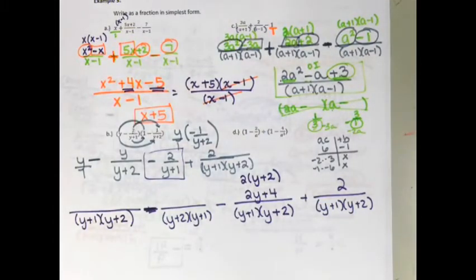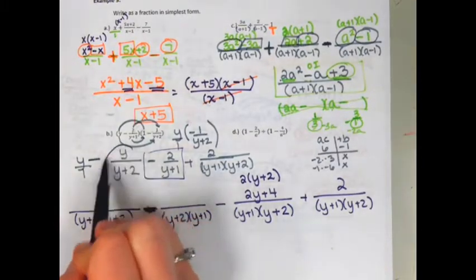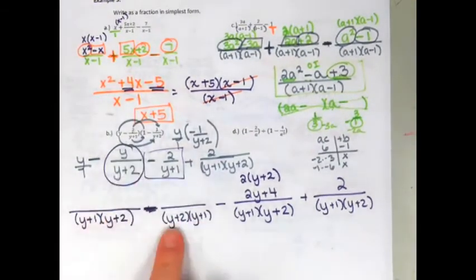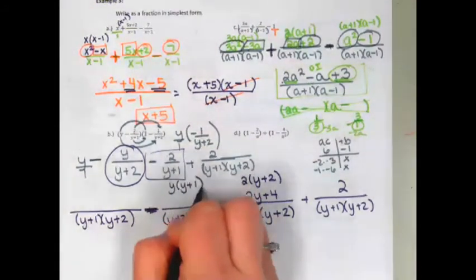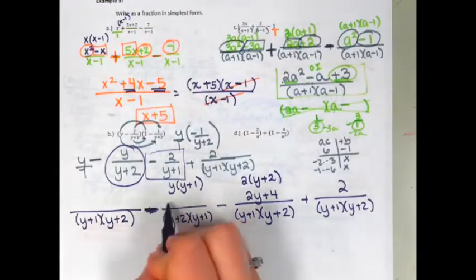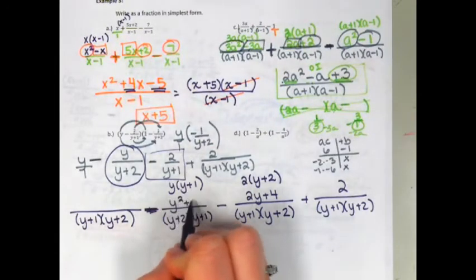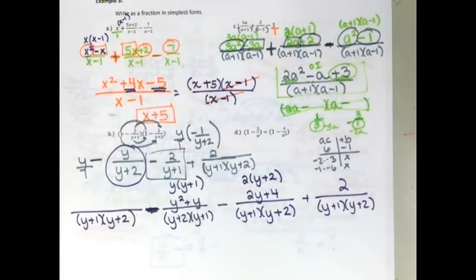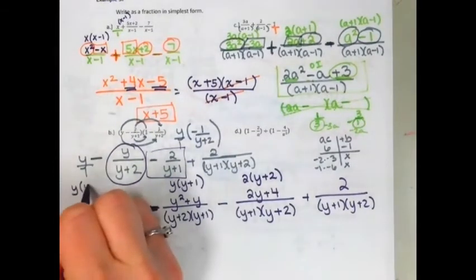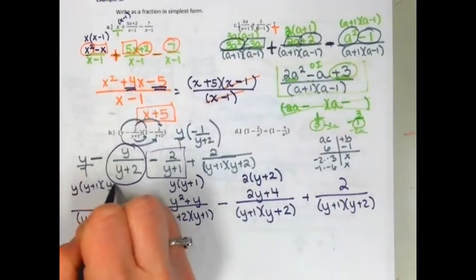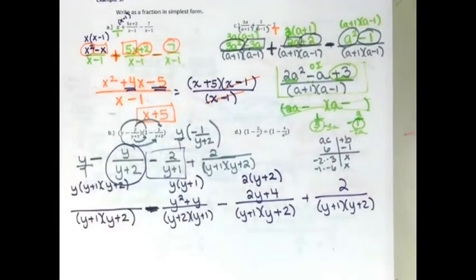Okay. What's the difference between the second one, y plus 2 to y plus 2 and y plus 1? Y plus 1, so I got to take y times y plus 1, right? And I get what? Y squared plus y. Okay. Now, what's the difference between the first one? All of it. So I have to take y times y plus 1 times y plus 2. Is everyone okay with that?